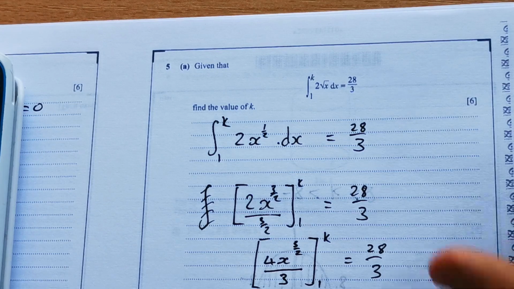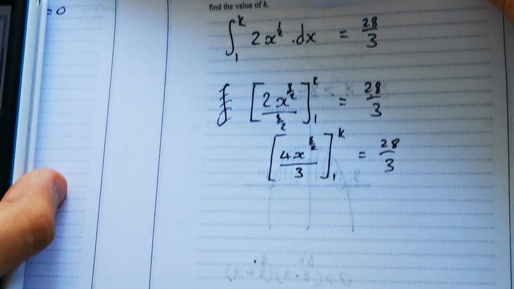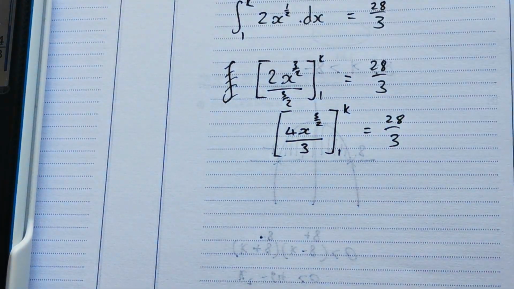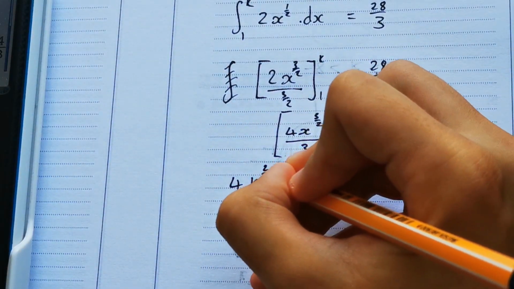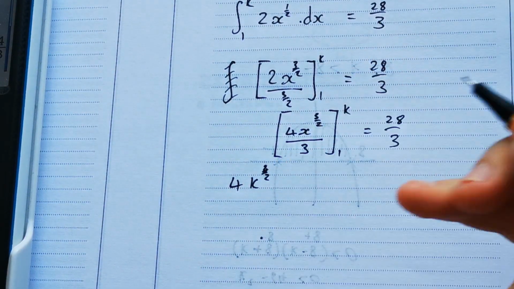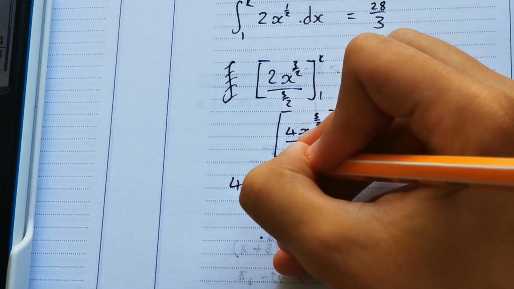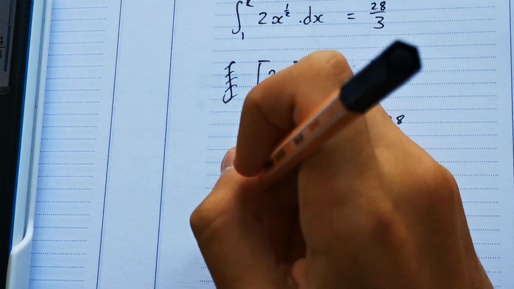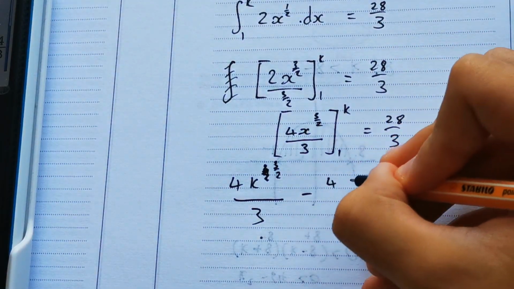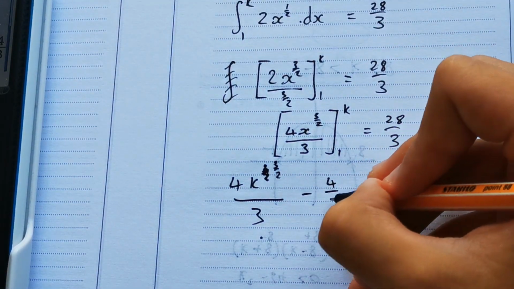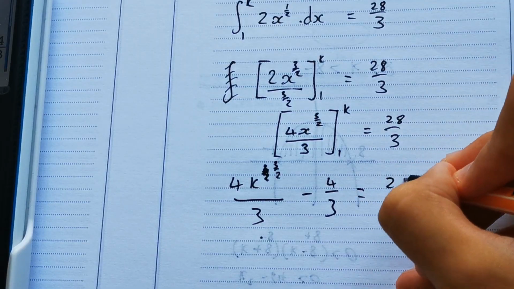Now we need to work out what k is. Let's move this all up a little bit. Okay, let's sub in k first. 4k to the 3 over 2. Let's rewrite that so it's clear. Divided by 3, minus, we sub in 1, 4 times 1 over 3, is equal to 28 over 3.